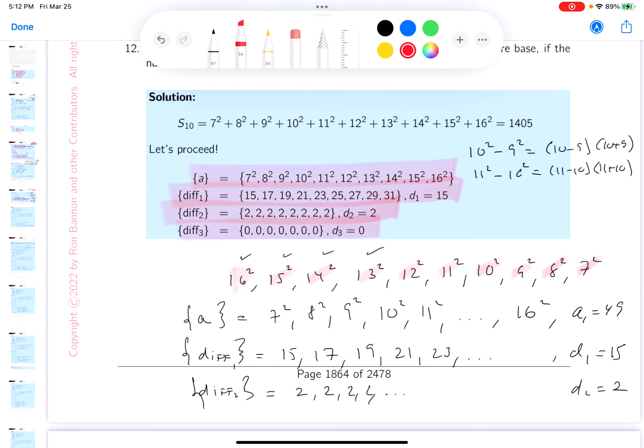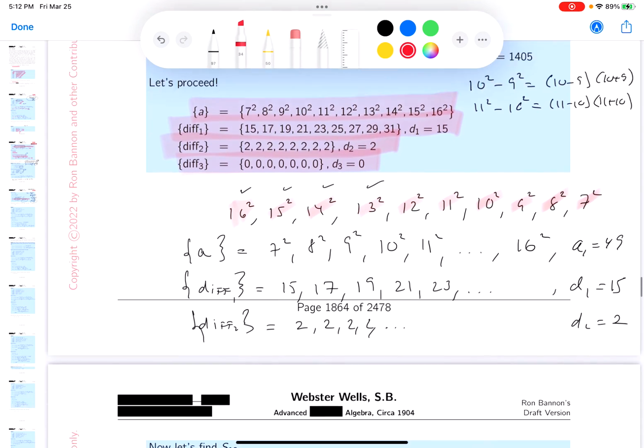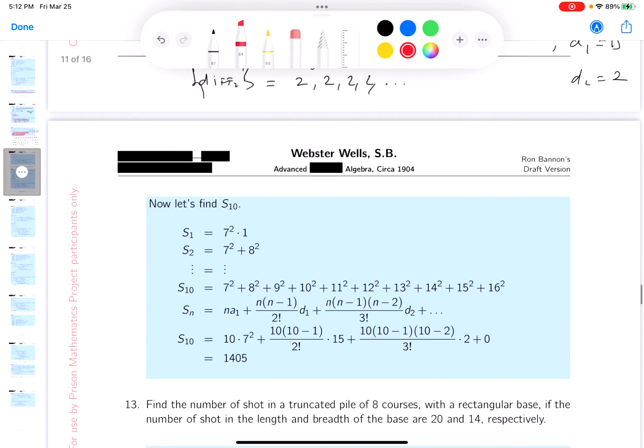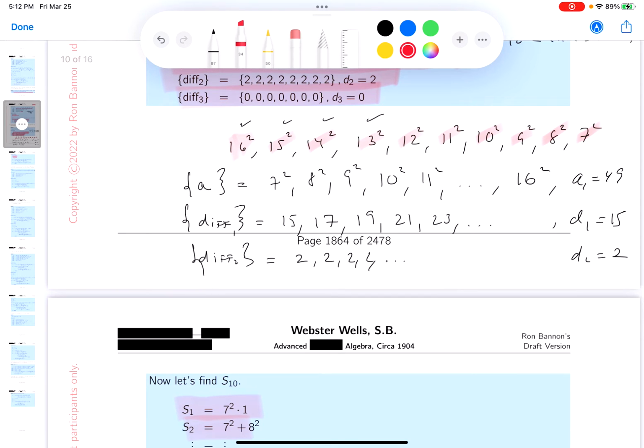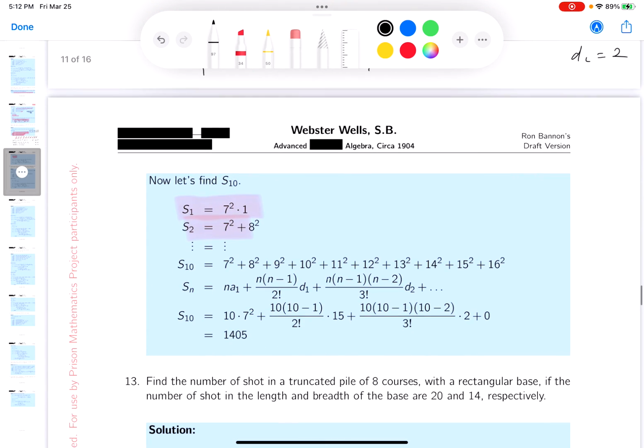All right? What's the question again? Find the number of shot. So what do we do? Well, we're going to add together S1, S2, and then we got to count it up. We're doing 10, right? Let me show you what I mean by that. 1, 2, 3, 4, 5, 6, 7, 8, 9, 10. There's 10, all right? So what do you get over here? S10. This is what S10 is over here.